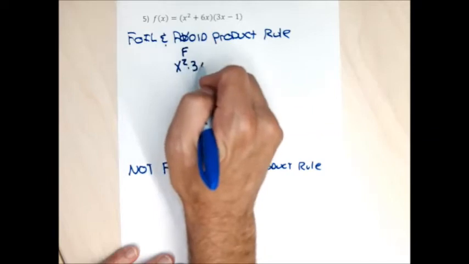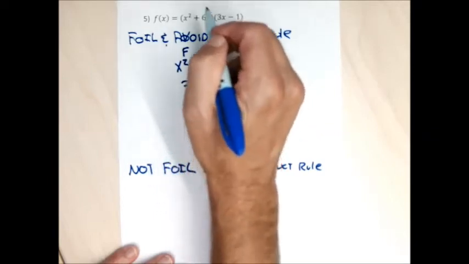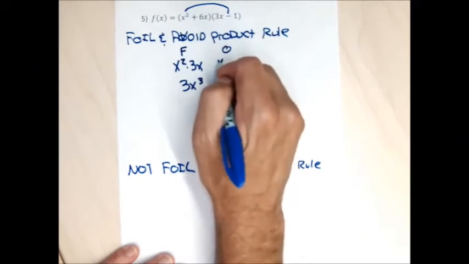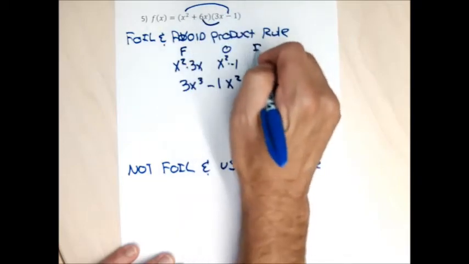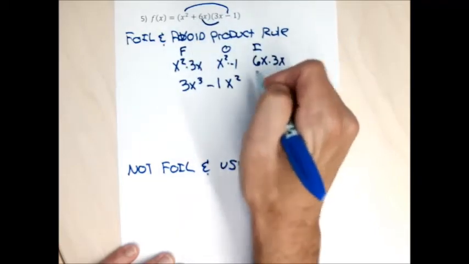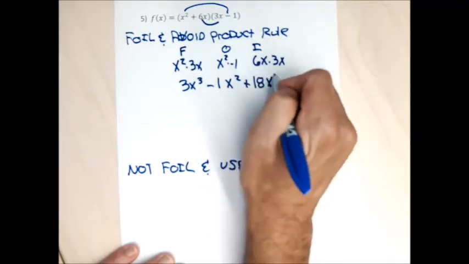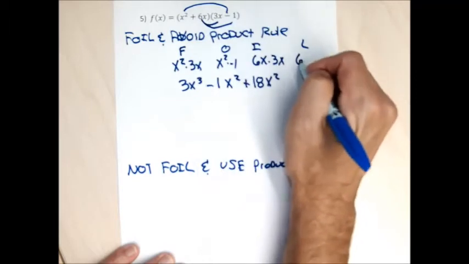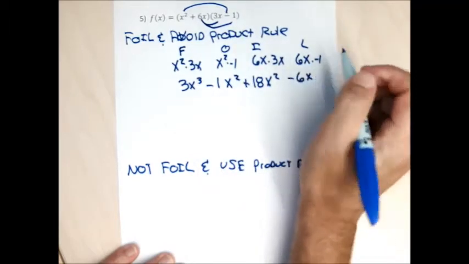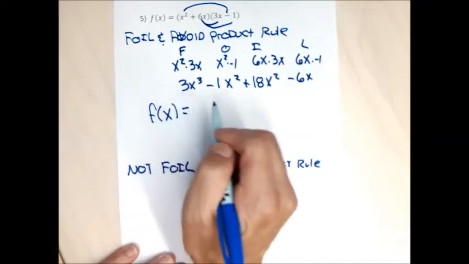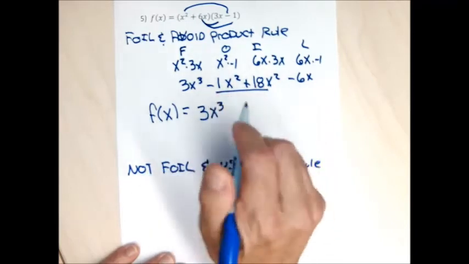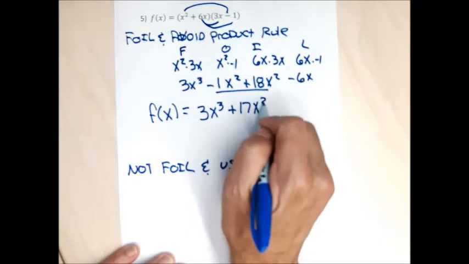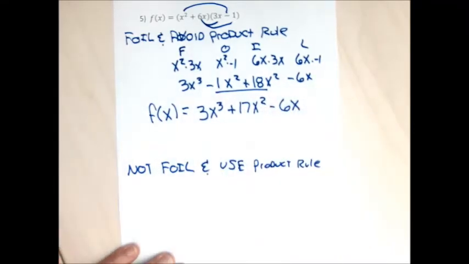Firsts would be x squared times 3x, which is 3x cubed. Outers would be x squared times minus 1, which is minus 1x squared. Inners would be 6x times 3x, which is plus 18x squared. And lasts are 6x times minus 1, which is minus 6x. If I combine the middle terms, the numbers in front of the letters have opposite signs, so I subtract them and take the sign of the larger. That's what I would get if I FOILed it. I haven't taken the derivative yet, I've just rewritten it to avoid the product rule.